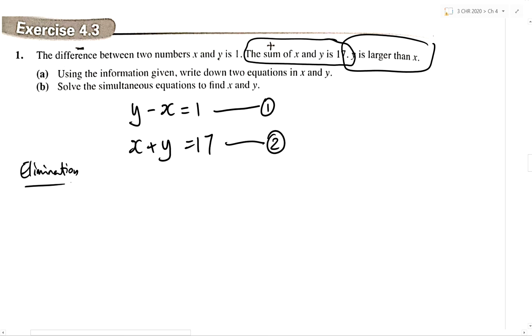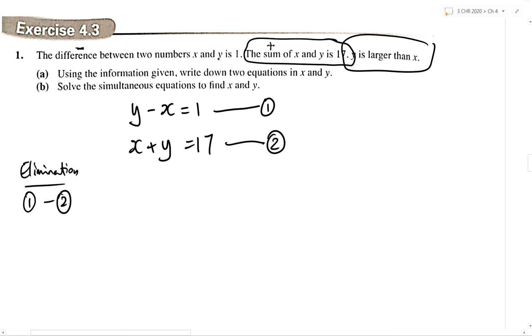Since I have equation 1 and 2, I can choose to eliminate either X or Y over here because their coefficients are all 1 or negative 1. For example, if I take equation number 1 minus equation number 2, I will end up with Y minus X minus away X, and then minus away Y. So the Y will cancel with the Y over here, leaving me with negative 2X. So I have eliminated Y if I use equation 1 minus equation number 2. If I choose to take equation number 1 plus equation number 2, I will have Y minus X plus X plus Y. I will end up with 2Y and the X will disappear. So these are the two options you can have for elimination.